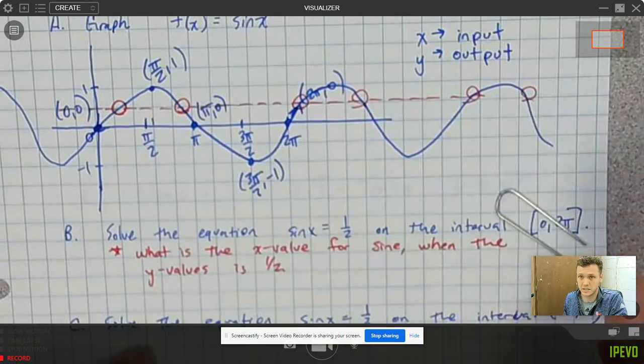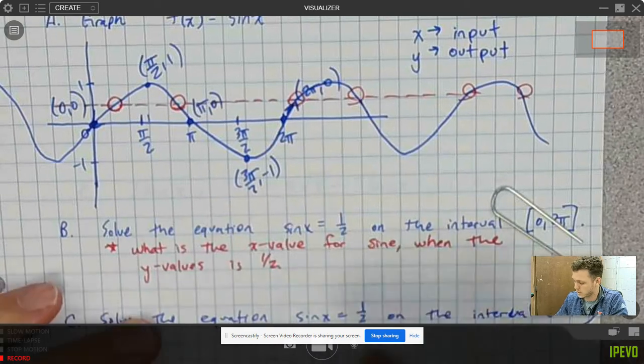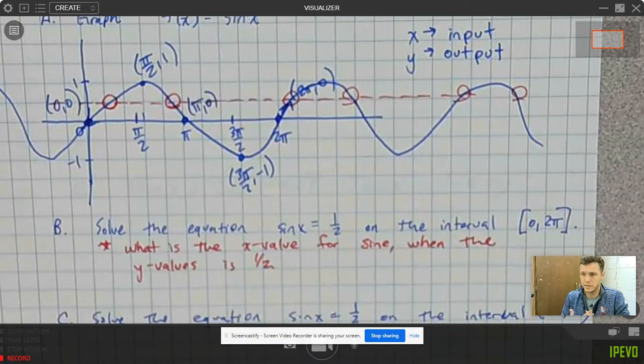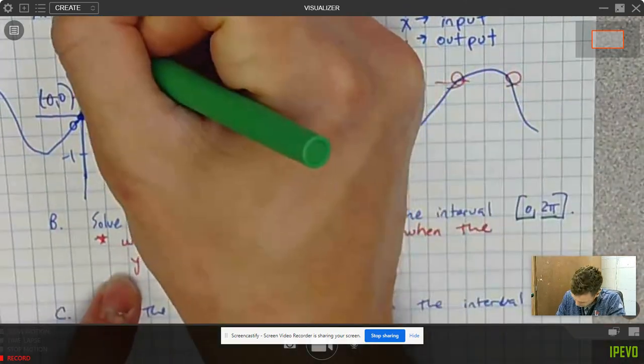So that's why when we start to solve these types of problems, you're going to be in a specific interval on which you want to solve them. Here we are solely looking for the solutions from 0 to 2 pi. So from 0 to 2 pi, where does it cross? Well, we can see here and here.